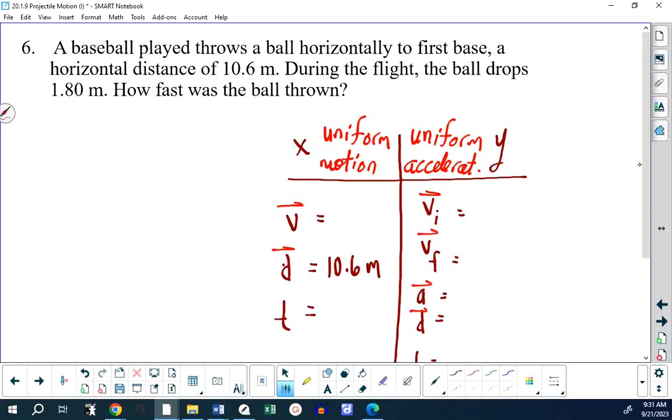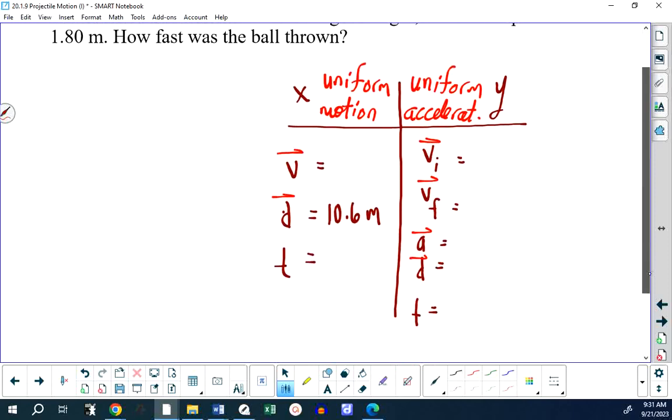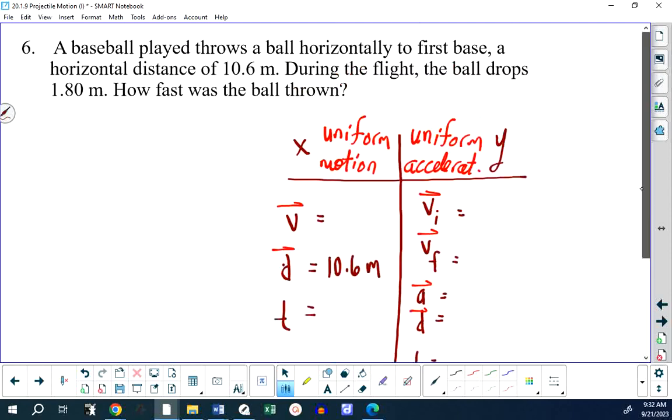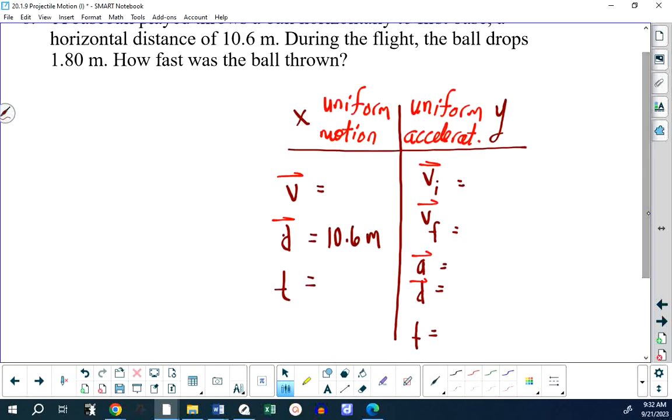But if you watch that ball, if you play baseball, you'll know this. When I throw a ball somewhere, it's going to fall during its flight. Not much, necessarily. Depends on how fast you throw it. 1.8 meters in this case, negative 1.8 meters.